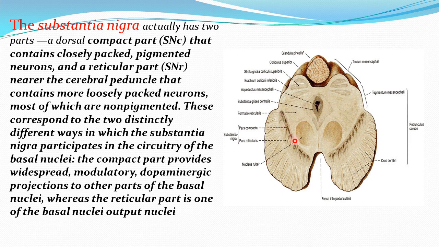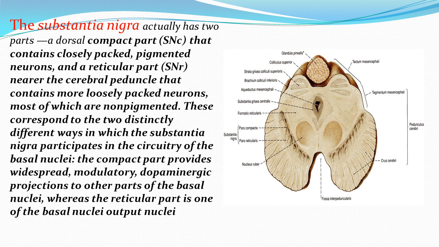See, this is the section of the midbrain. Here is the substantia nigra. The dorsal one is pars compacta, the ventral one is pars reticularis. Here is the crus cerebri. See, this is the substantia nigra. Here is the red nucleus.